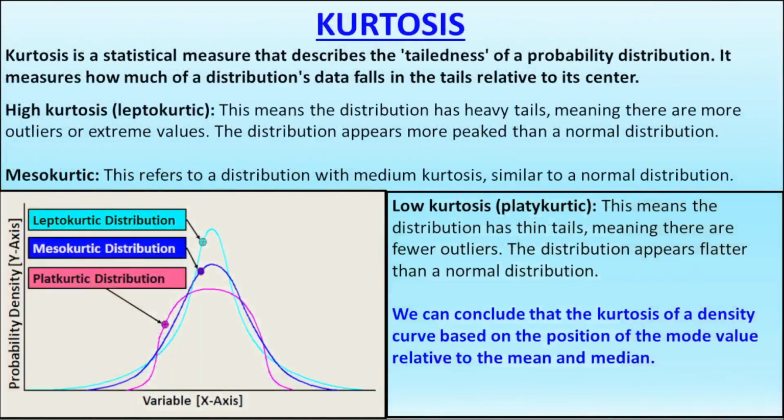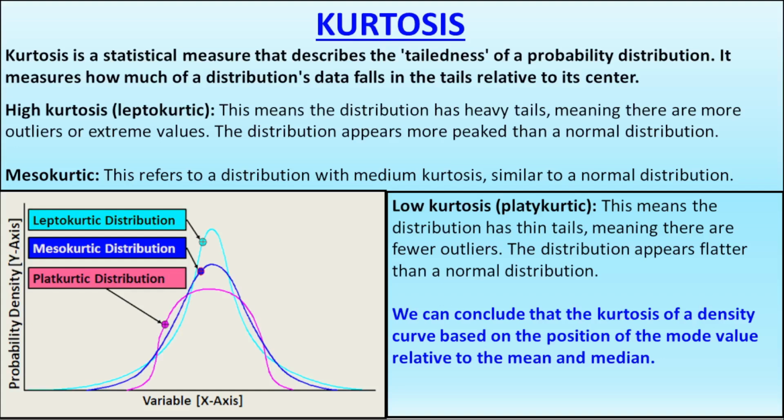In this slide, we're exploring the concept of kurtosis, a statistical measure that describes the tailedness of a probability distribution. Definition of kurtosis. Kurtosis measures how much of a distribution's data falls in the tails relative to its center. It helps us understand the concentration of extreme values or outliers. Types of kurtosis. Generally we can divide the kurtosis in three categories.